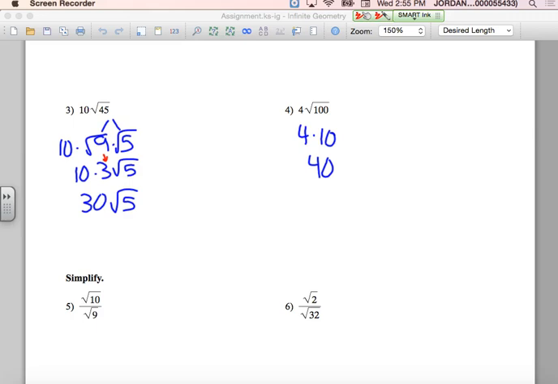All right, let's settle number 4. We got square root of 100. Oh, well, 100 is a perfect square. That's easy. Square root of 100 is 10. So we've really got 4 times 10, which is 40. All right. So that's how you simplify radicals.